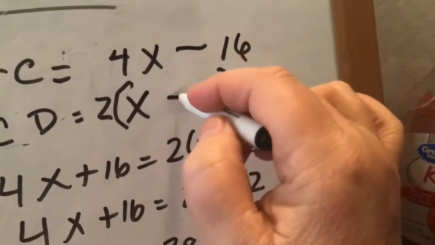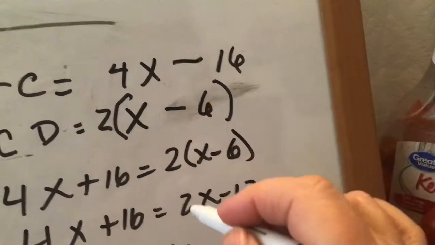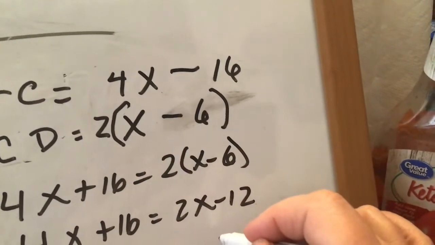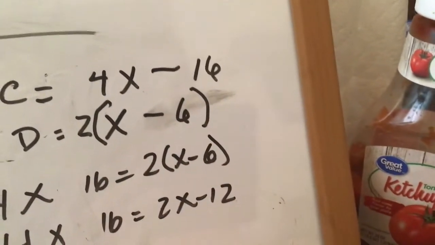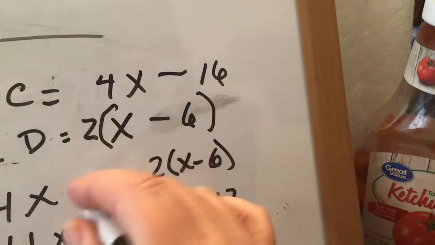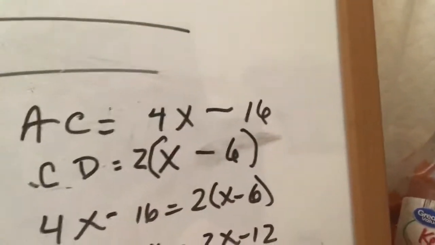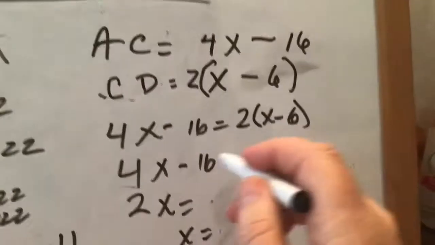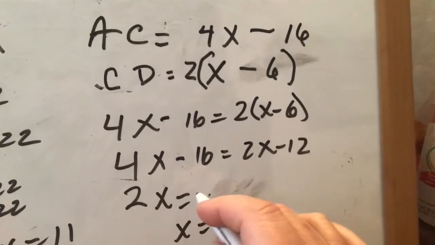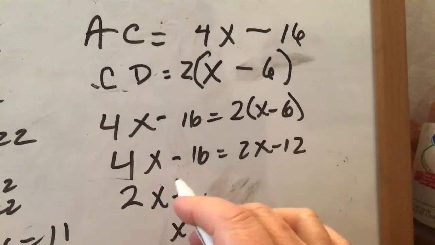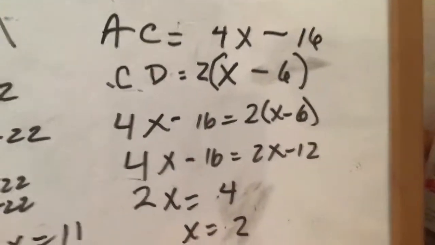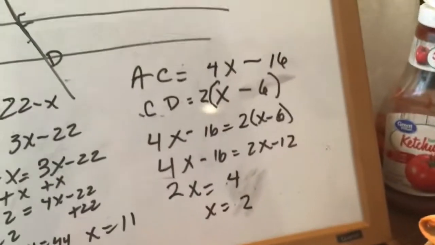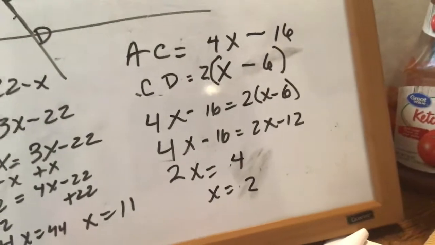So if we change this to a minus 16 all the way through, then it's going to make more sense. Okay, so then 2x, we're going to subtract 2x from both sides, and then we're going to add the 16 to the other side, which is going to give me a 4. So then x equals 2. That makes more sense. So, sorry about that one.